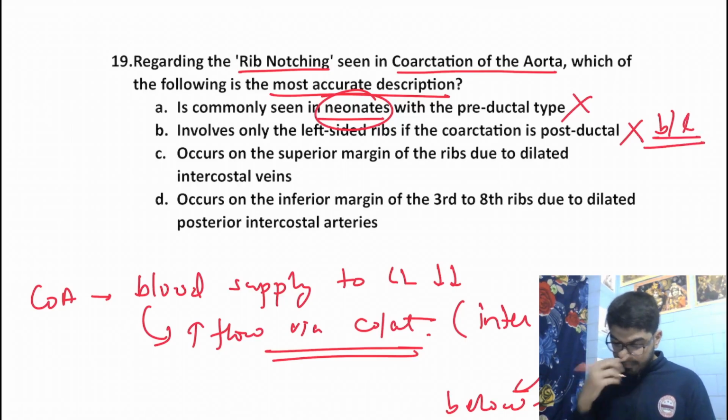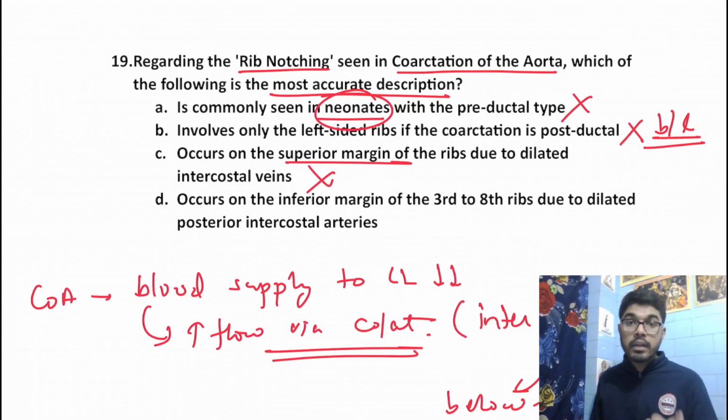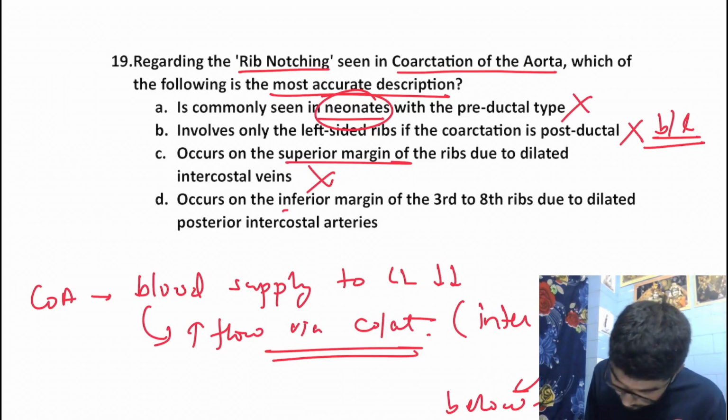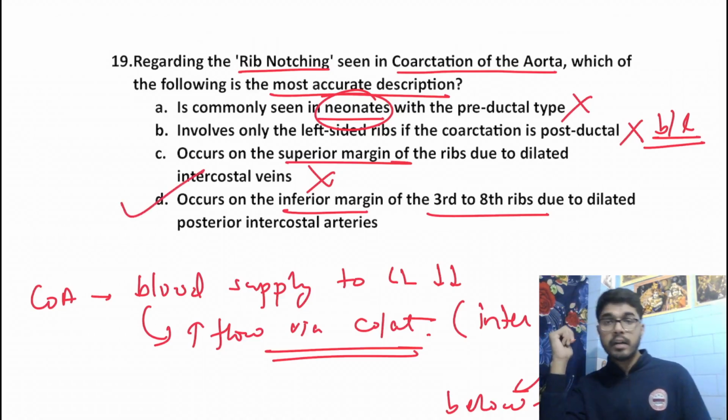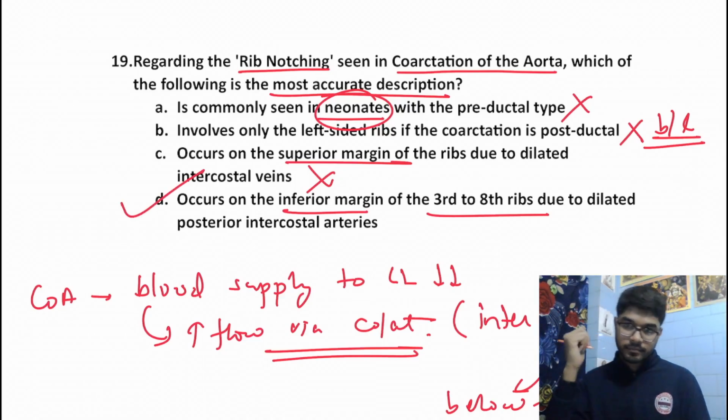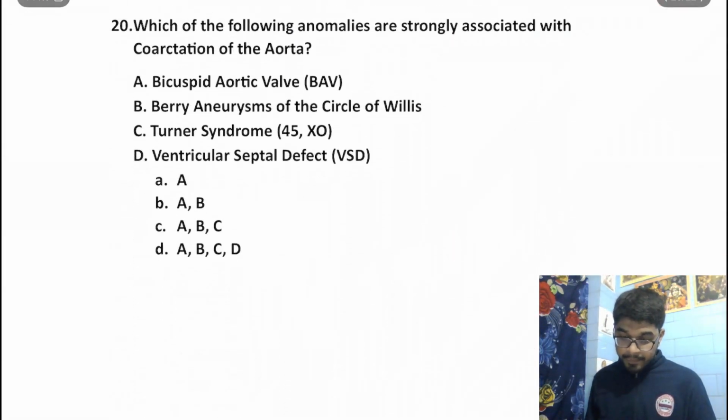"And occurs on the superior margin." No, that's a false statement. They occur on the inferior margin of the ribs. "Occurs on the inferior margin of the 3rd to 8th rib due to dilated posterior intercostal arteries" should be our correct answer. Okay. Moving on to the next question.